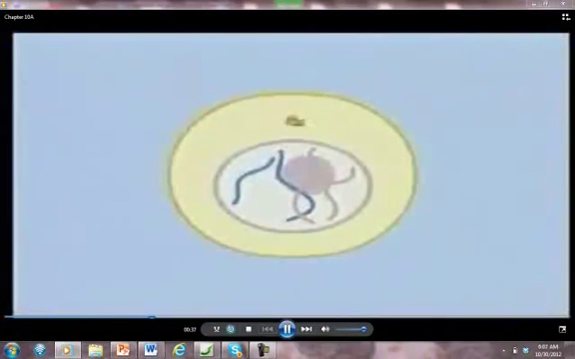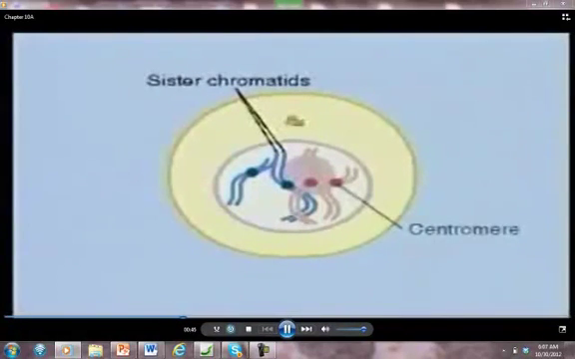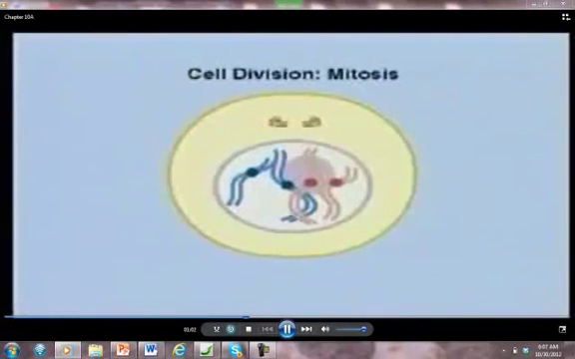At this time, the DNA is replicated, producing identical strands called sister chromatids. The sister chromatids of each chromosome are attached to one another at the centromere. The centrioles are also duplicated. Now the division of the cell nucleus into two identical daughter nuclei begins. This process is called mitosis. The first phase of mitosis is prophase.